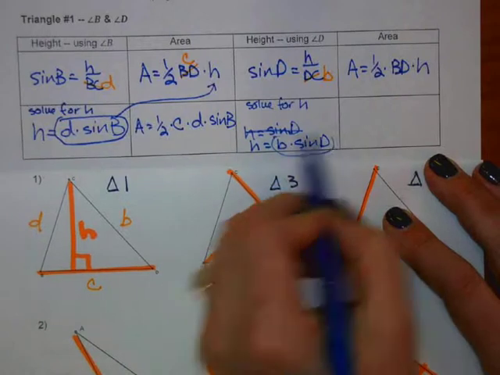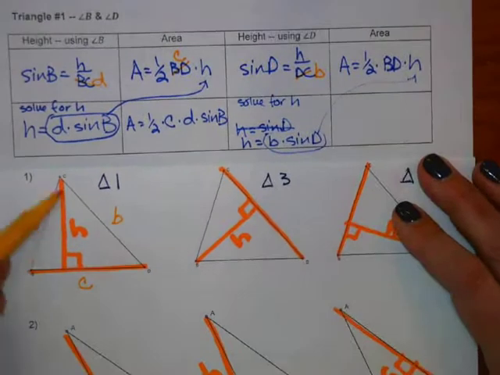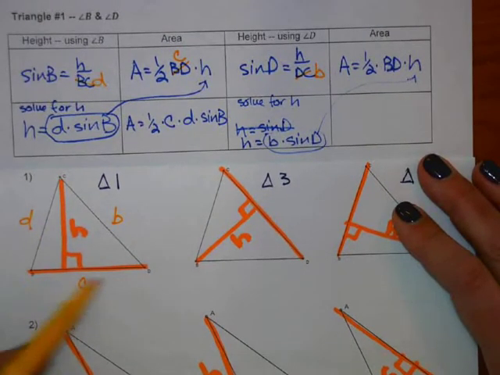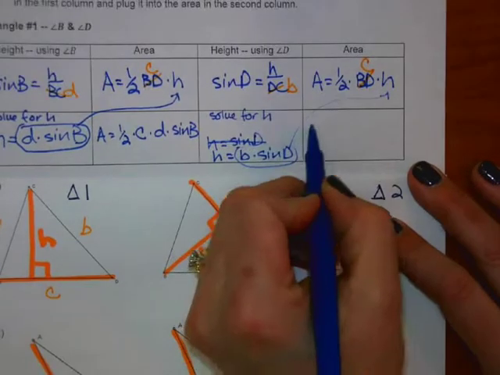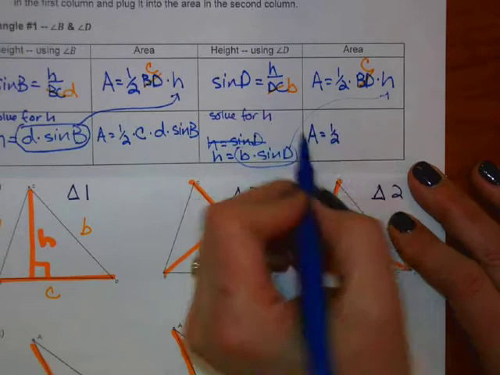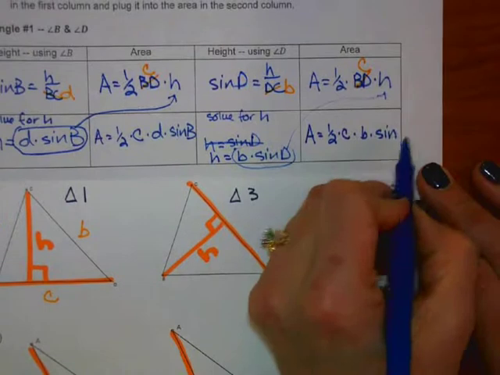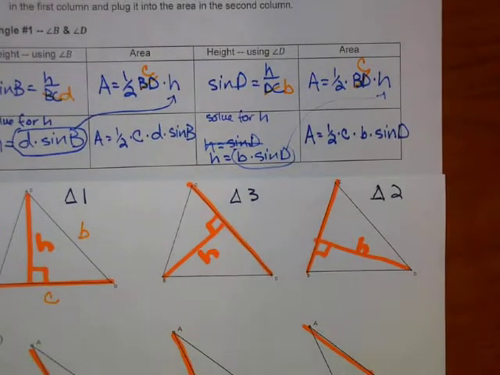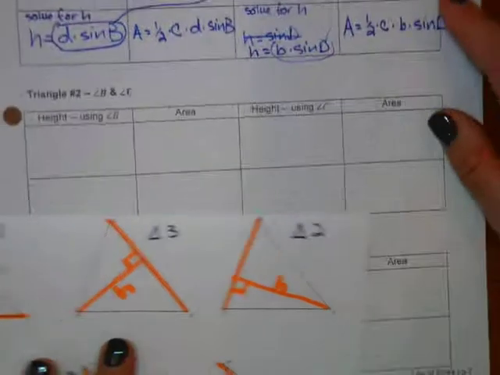Then we use this, and we substitute it into there for h. Segment BD we decided to call what? C. So I just rewrite the area formula. So we did the first row. We have to do it for triangle 2 and triangle 3 as well, right here. Okay? So now we're going to go down and we're going to do the same thing for triangle 2.